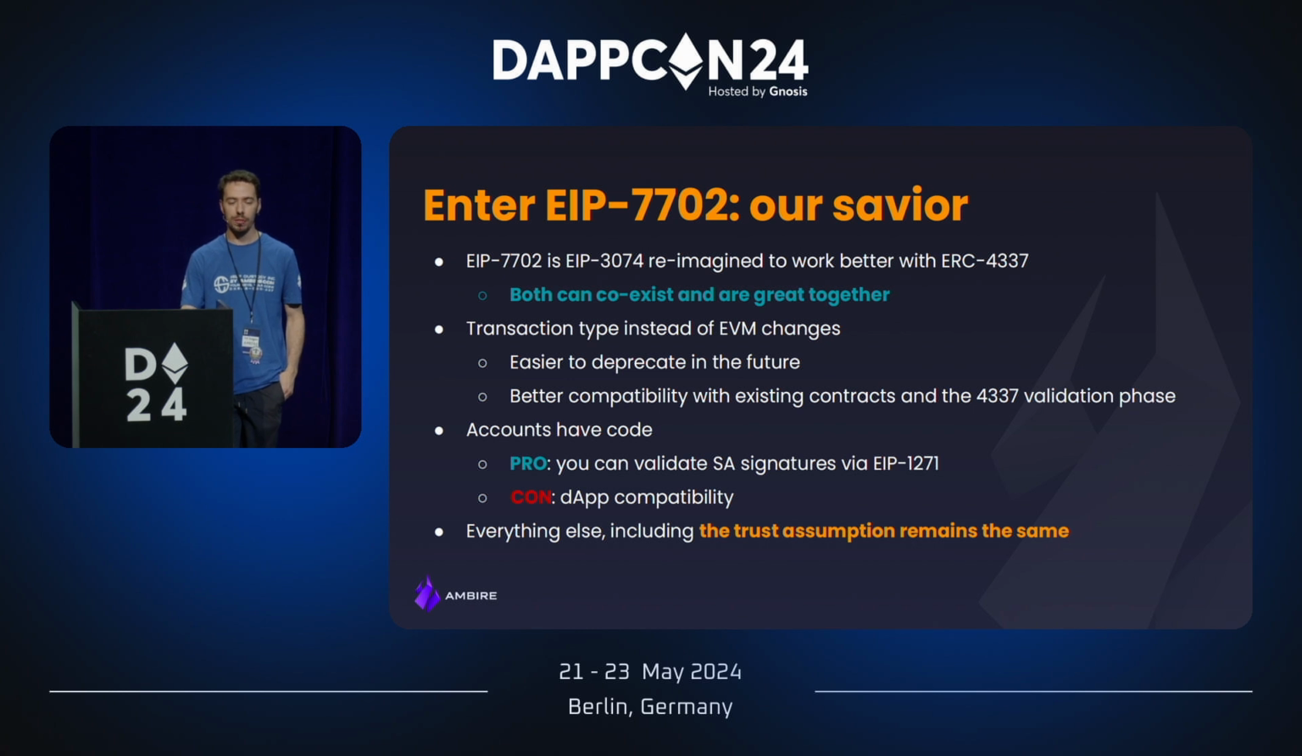So one very significant difference between 3074 and 7702 is that in 7702, accounts have contract code during execution. And why is this significant? Because it breaks compatibility with dApps that already discriminate against smart contract wallets. For example, there have been many NFT mints that check if the caller is a contract, and if the caller is a contract, they just revert and don't allow you to mint the NFT.